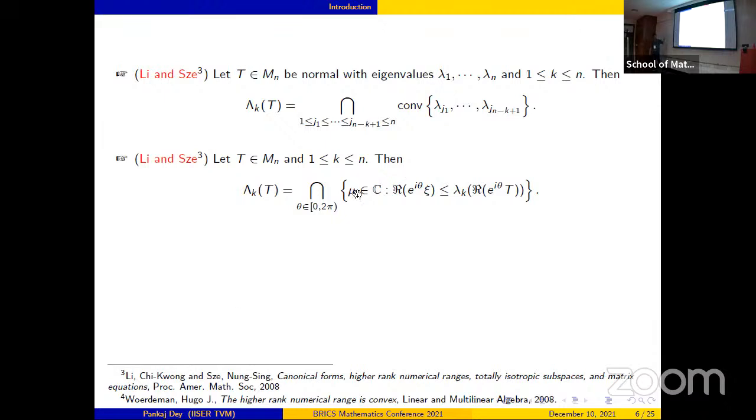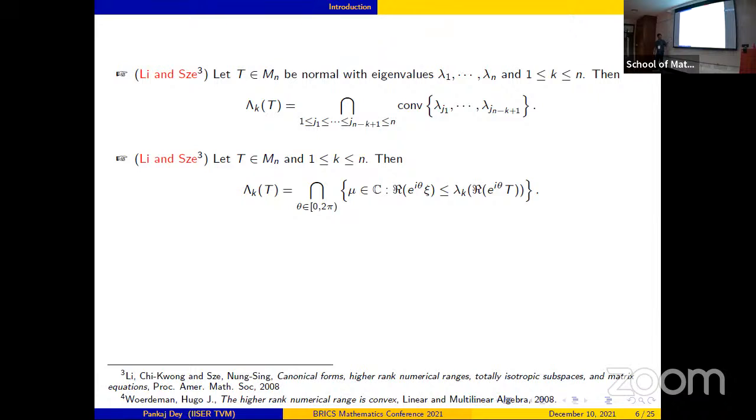So that's why it's true. But for K greater than 1, this is actually proved very non-trivially. Though the machinery used is only induction, it's a very clever application of induction. And not only that, this result also says that as a closed half plane is a convex set, the K-rank numerical range of T is convex.